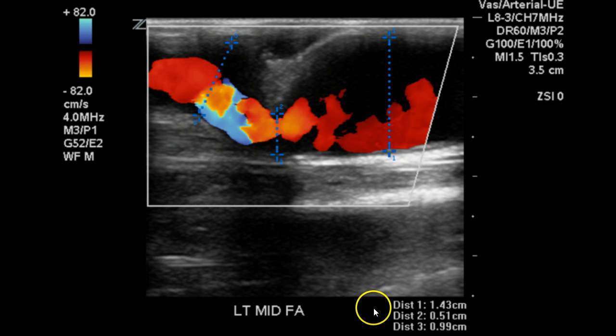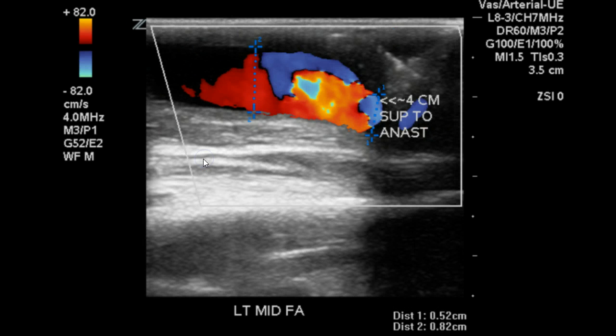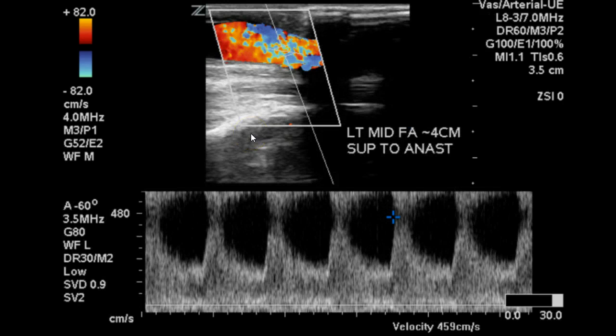Looking at these measurements, we can tell that the diameter decreases to less than half of its previous measurement. So we can expect to see some increased velocities here, disturbed flow. Just continuing on with measurements showing the decrease in diameter and distal to that segment. And there's the velocity increase. And this is likely right at the area of the decrease in diameter.